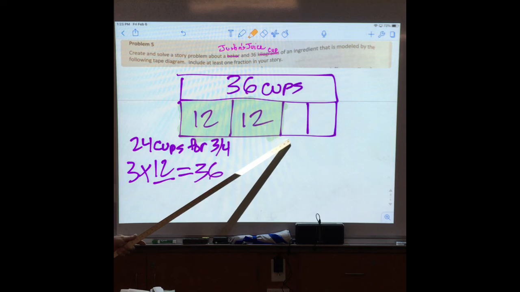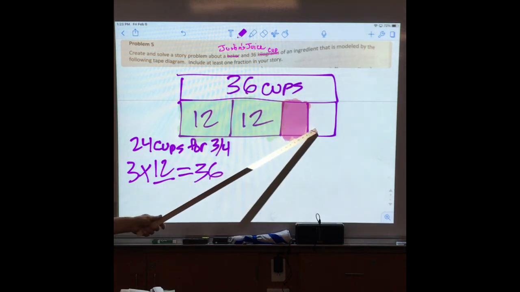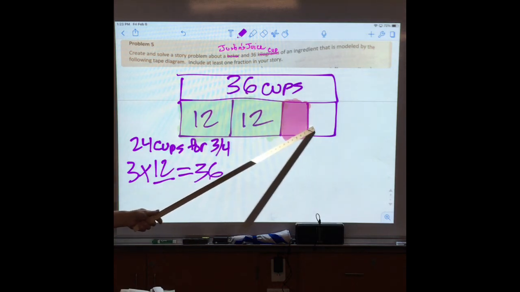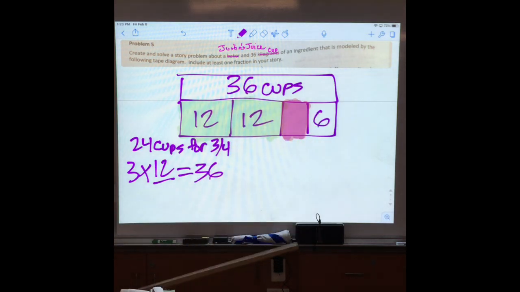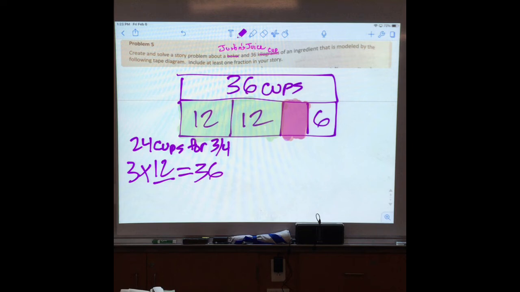Now, if Justin uses half of this one with blood oranges, okay, so how much of his regular juice does he have to have in this one? Well, he's going to have 6. And how many cups of blood oranges is he going to have to put? Blood orange juice. He's going to have to put 6.